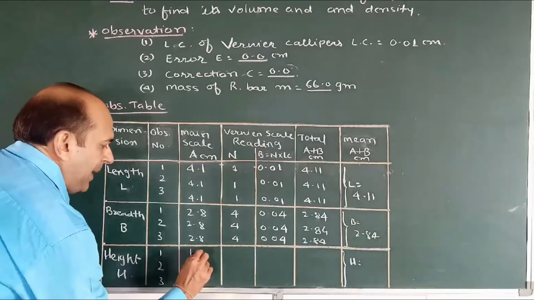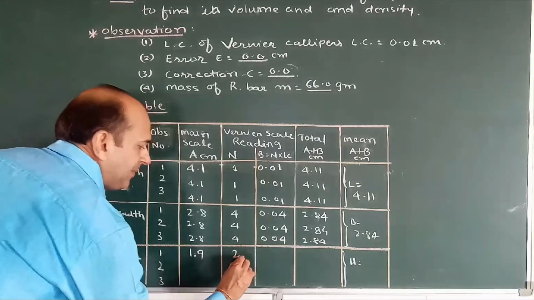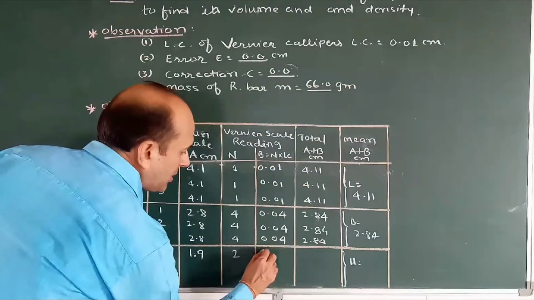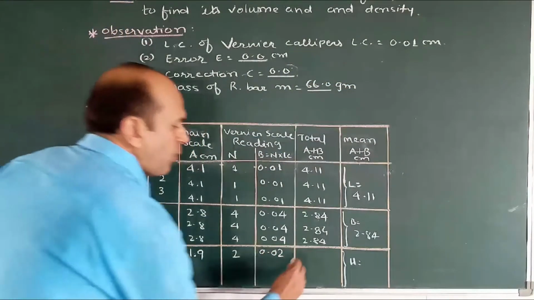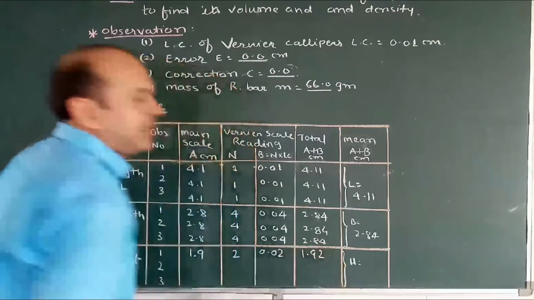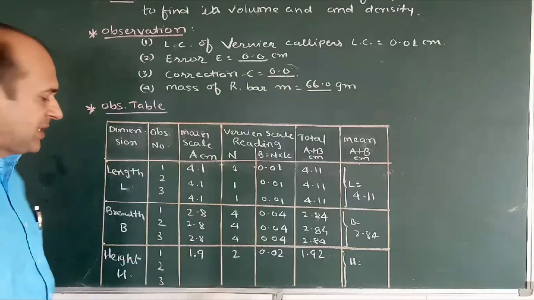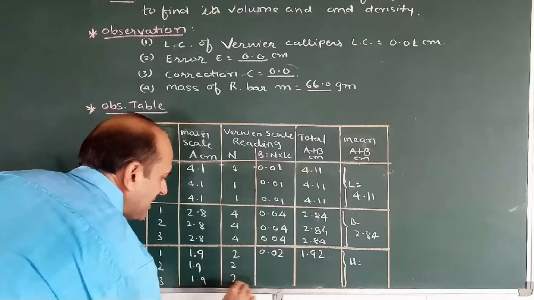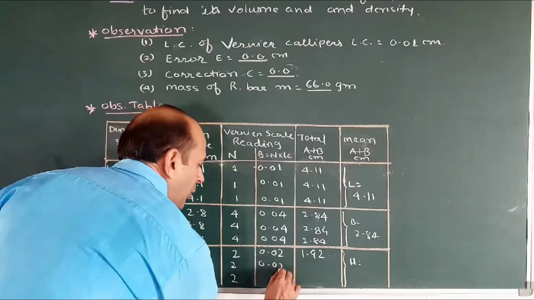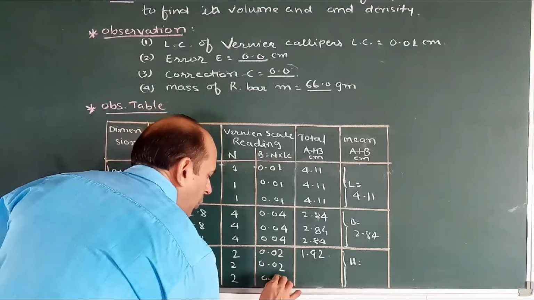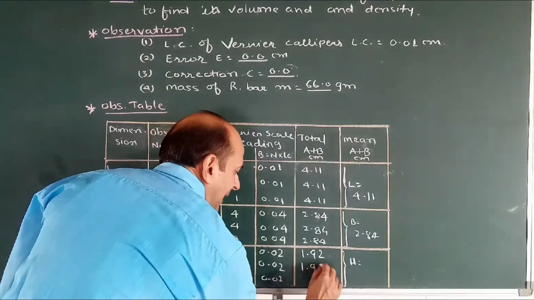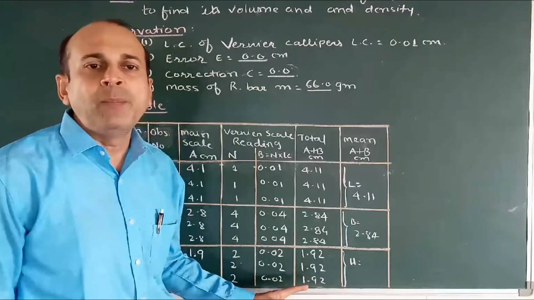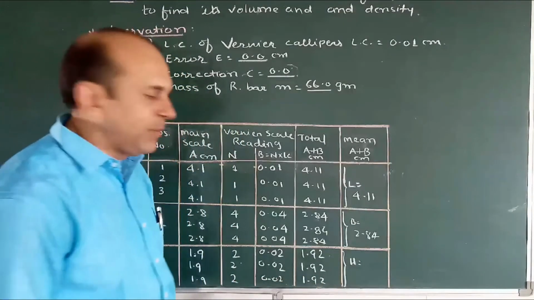1.9 is the main scale reading and the second division is matching. 2 into 0.01, its value is 0.02. The total value is 1.92. Repeat for the second and third time; it was the same: 1.9, second matching, value 0.02, total 1.92. The average of 1.92, 1.92 and 1.92 is 1.92.